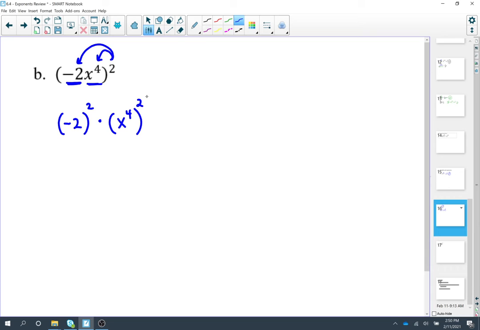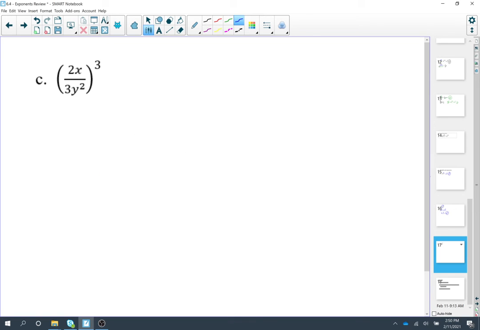You're doing both. On the first one, -2 squared is -2 times -2, which is 4, times x to the 4th squared is x to the 8th. And then if we write that back together, 4x to the 8th.